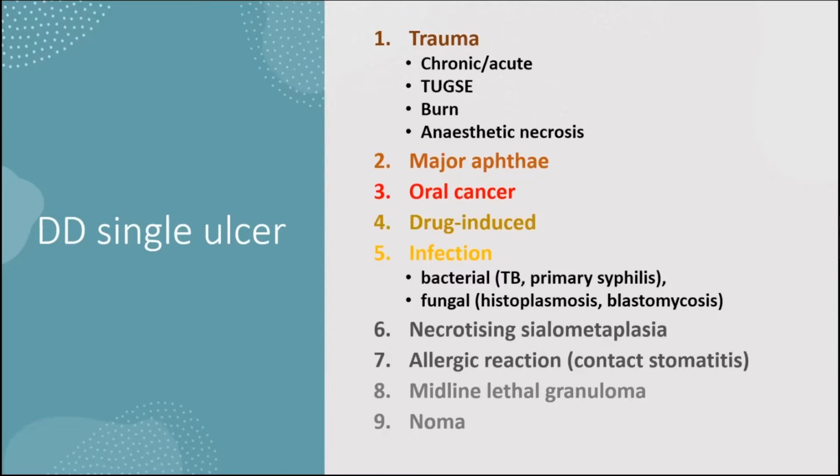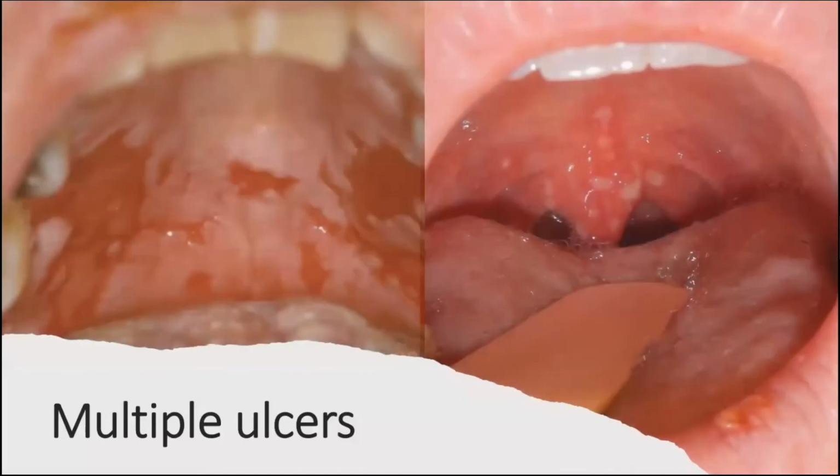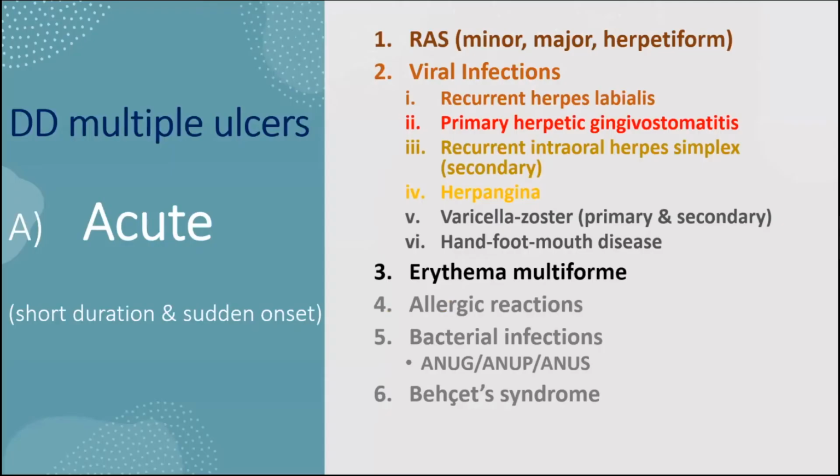And there are two extremely rare conditions: midline lethal granuloma, which is a type of lymphoma that can appear on the palate, and noma, which is a very severe form of ANUG that can be quite destructive. I don't think you can see that in the UK, but in areas where there is a lot of malnutrition and very poor hygiene conditions, it still exists, unfortunately. So if we move on to multiple ulcers, okay, conditions that appear with multiple ulcers can be subdivided into acute and chronic.